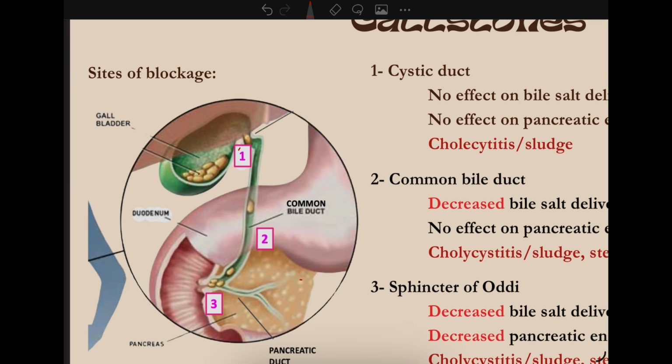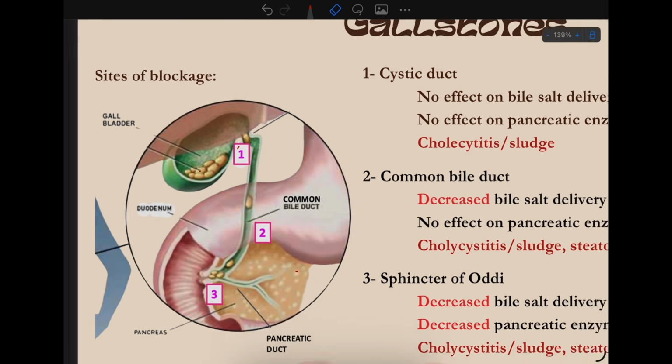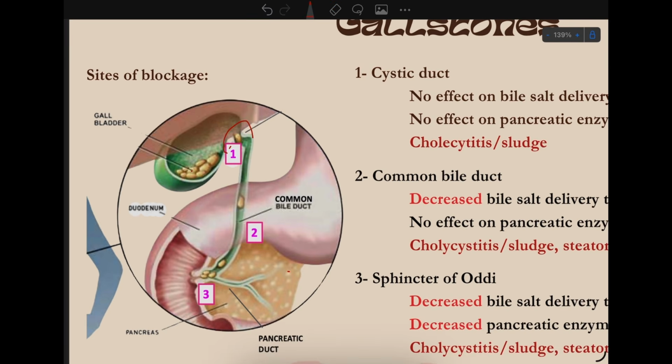Does that make sense? What about pancreatic enzymes? Still, the pancreatic duct is very far away from the blockage. Make sense? Makes sense. So what are the complications? Just the problem with the cholecystitis. This is what we call it.